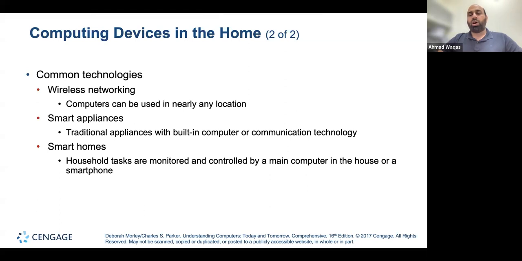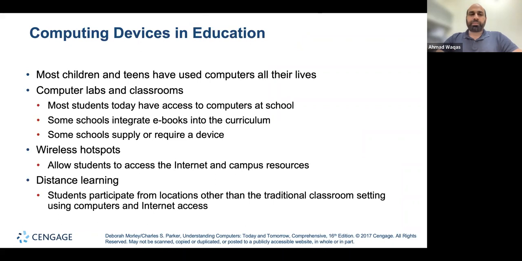You are able to switch on and switch off your air conditioner while you are sitting in your office. You are able to turn on the ignition of your car, right? While you are sitting at your home, before you go to your car, you can turn on the car and turn on its air conditioning. And when you get there, it has maintained the temperature for you. So household tasks are monitored and controlled by a main computer in the house or a smartphone. That's the concept of smart homes. That is reality now.